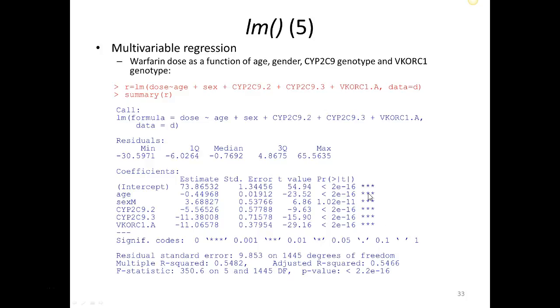And here you can see that all these were really, really significant. And here you get the R-squared value, meaning that these variables that we have put into our model would explain around 55% of the variation in warfarin dose.